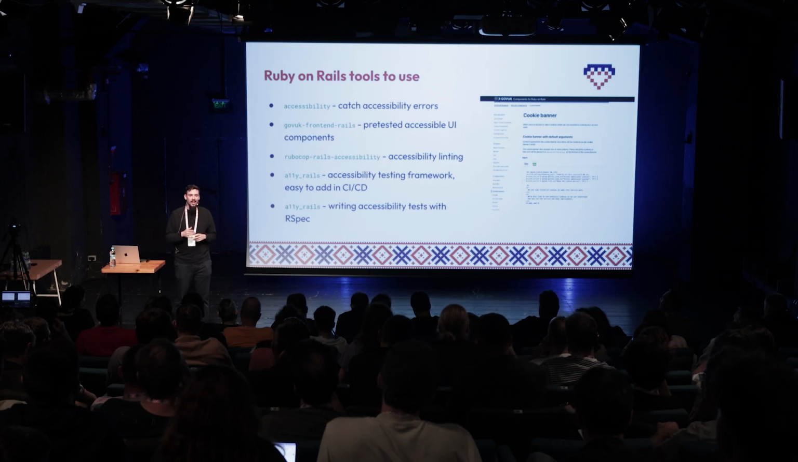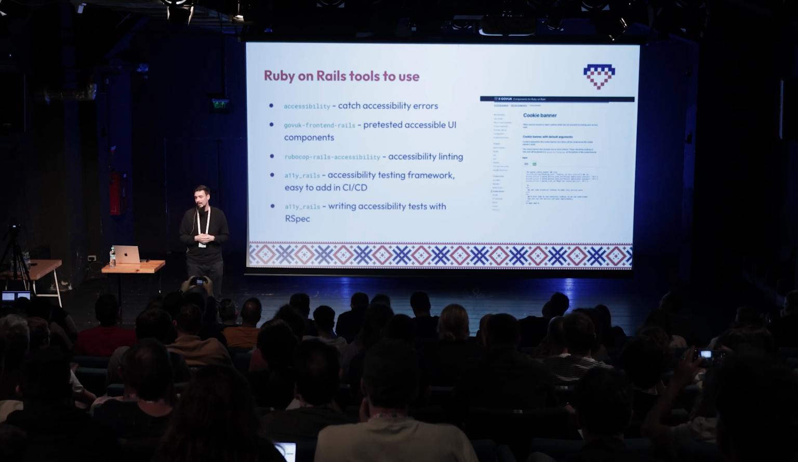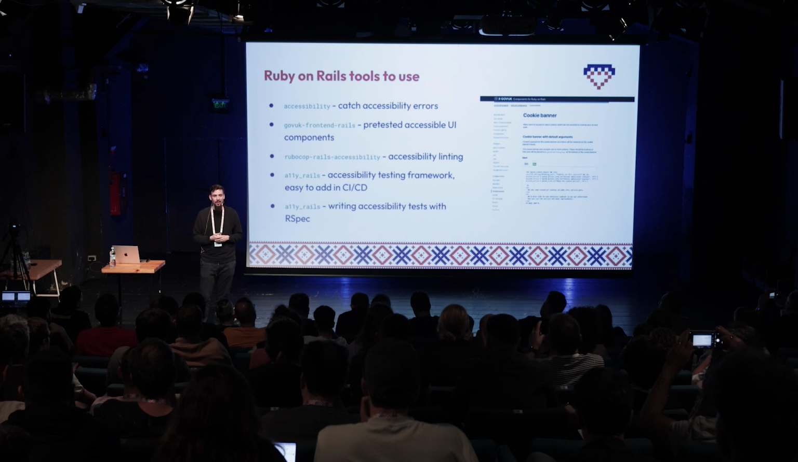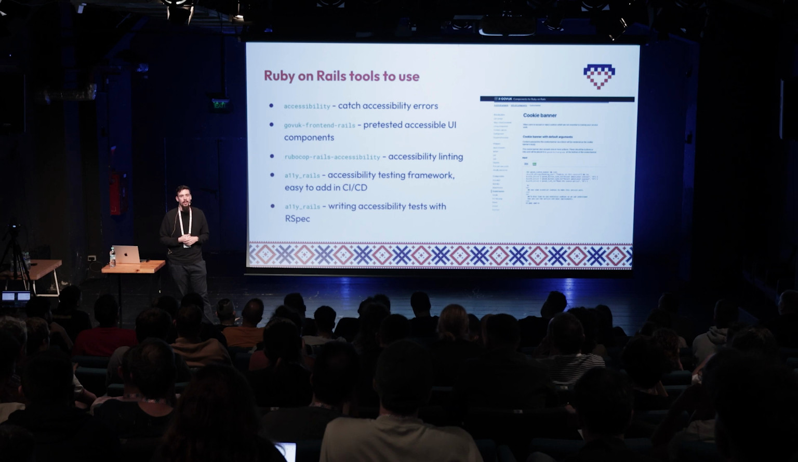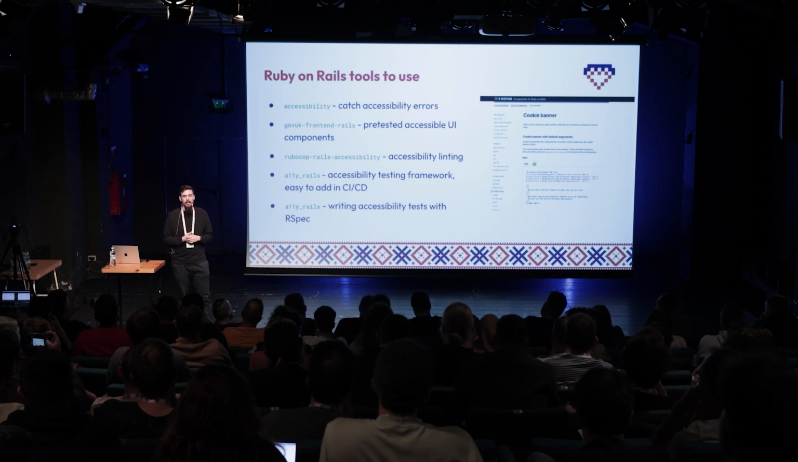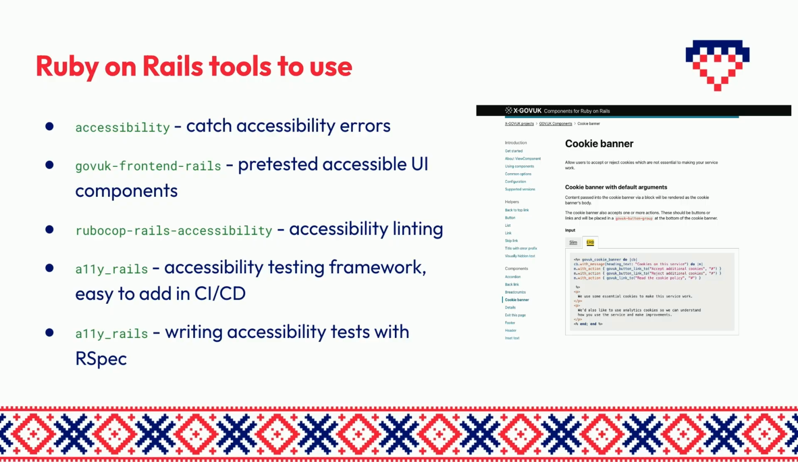Besides these low-hanging fruits, there are also a few tools that you can add into your project. I'm very happy Yaro mentioned the UK government's gem for the UI tools, because they're pre-tested UI components that are accessible and respect the WCAG guidelines. Also, there's a gem called Accessibility, which catches accessibility errors. This hasn't been maintained lately, but it still works. Of course, you also have a Rubocop fork for accessibility linting, and you also have accessibility rails, which is a gem that you can use for testing, and you can add it into your CI/CD pipeline.